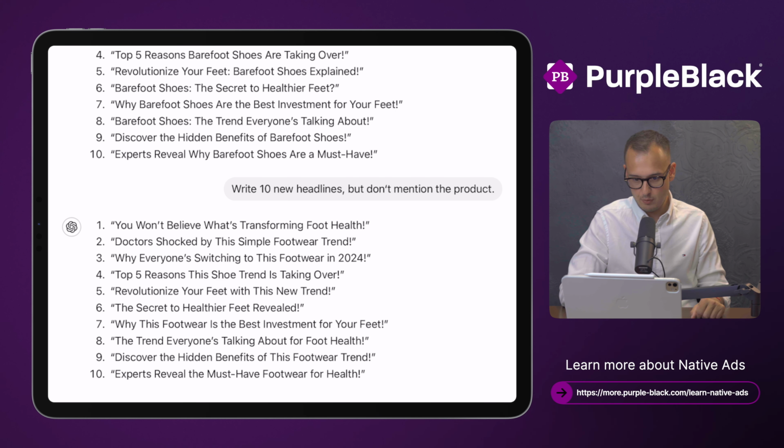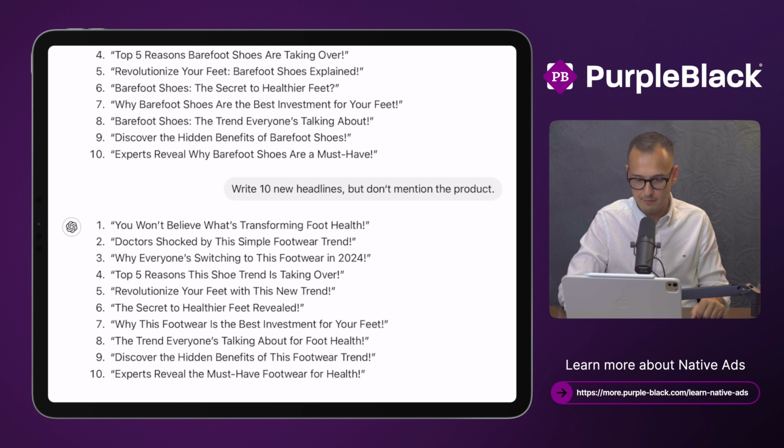You won't believe what's transforming foot health. Doctors shocked by this simple footwear trend. Okay, this, for example, I would not recommend to use because it's like doctor shocked. This is based on the policy the platforms, the native advertising platforms have. It might be a problem. It will not get approved. Why everyone is switching to this footwear in 2024.